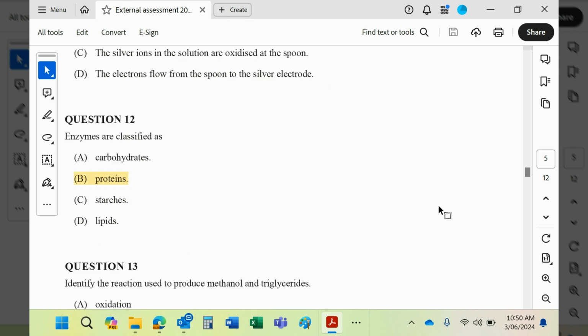Enzymes are classified as proteins. That's just a fact you need to know. Proteins make up lots of things in living systems, as we know, and enzymes is just one of those.